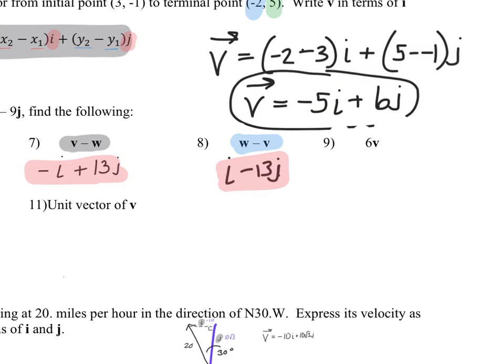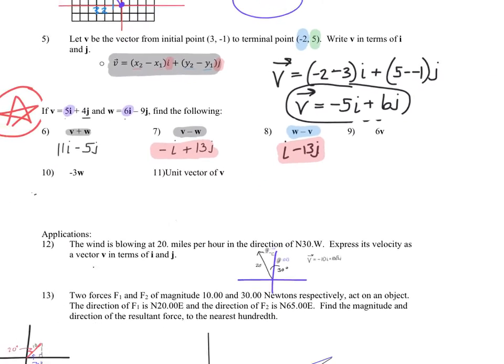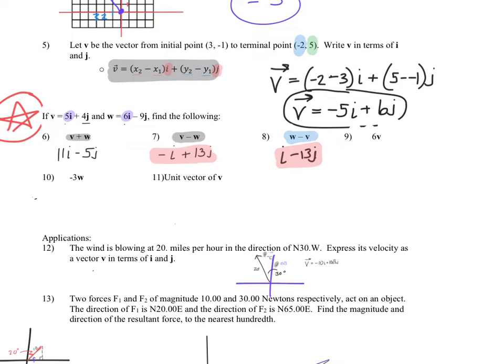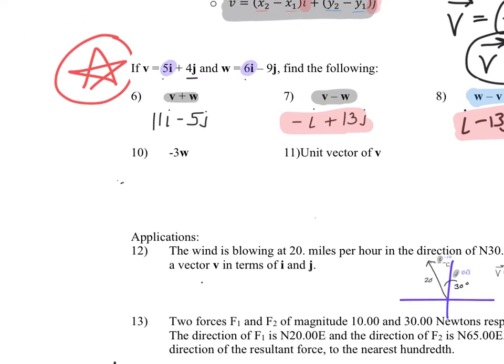All right, 6 times the vector v, we are just going to simply distribute that 6. So when we multiply, we're going to multiply each component, and we'd be left with 30i plus 24j. On number 10, we want to take vector w and multiply it by negative 3. Again, we're just distributing here. Negative 18i plus 27j.